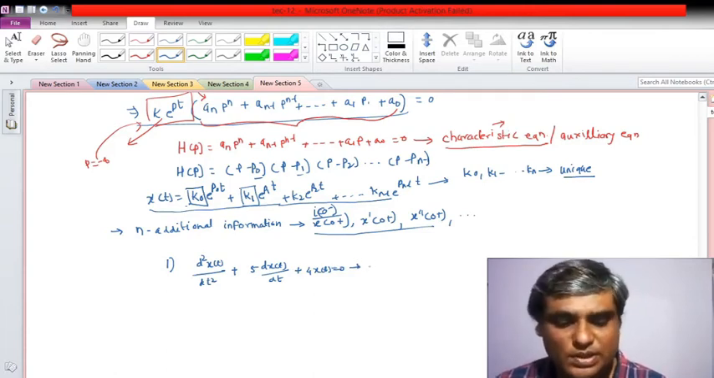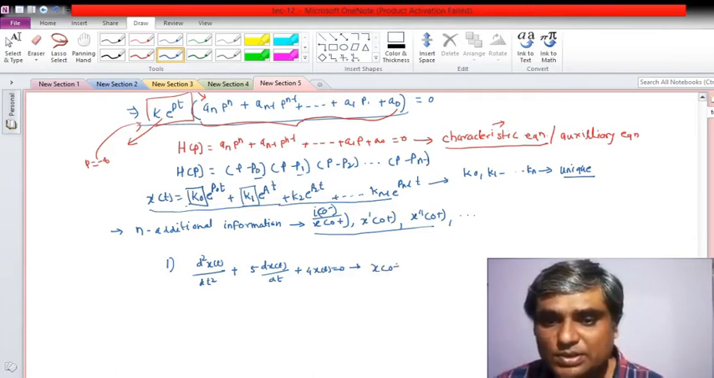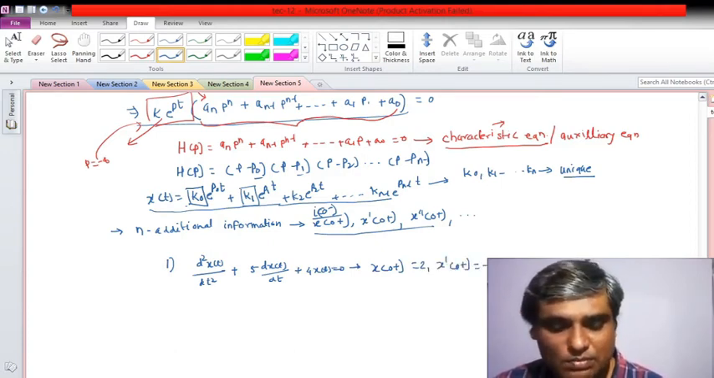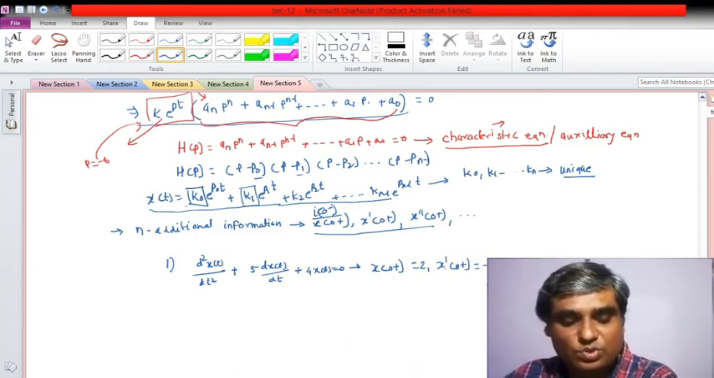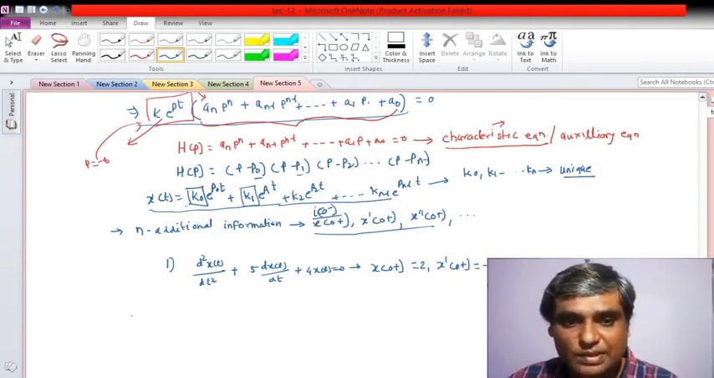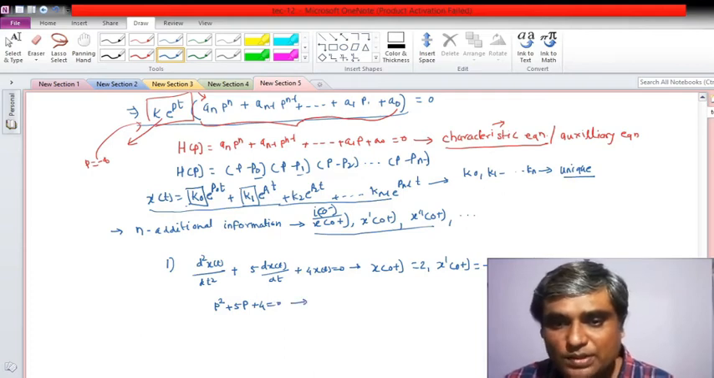It is said that the initial conditions are given: x(0+) is 2 and x'(0+) is minus 1. So how to obtain the solution? In order to find it out, let me write its characteristic equation: p square plus 5p plus 4 equals 0. Then find out the roots. The roots are (p plus 1)(p plus 4), which are equal to 0.